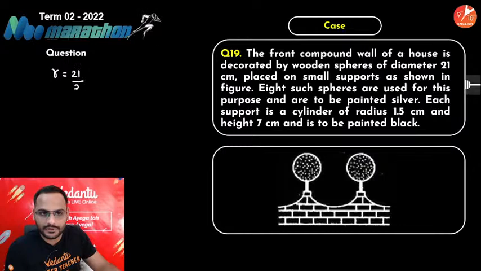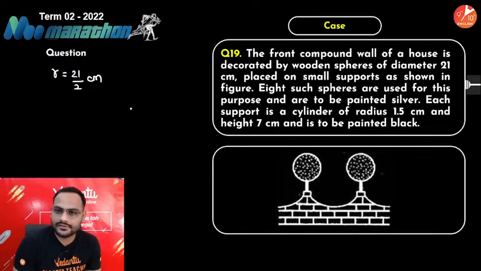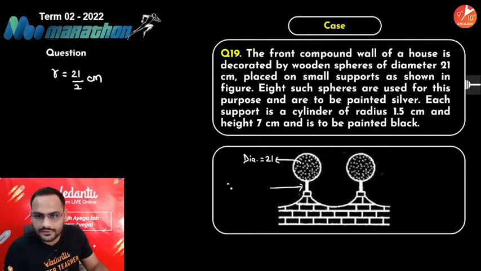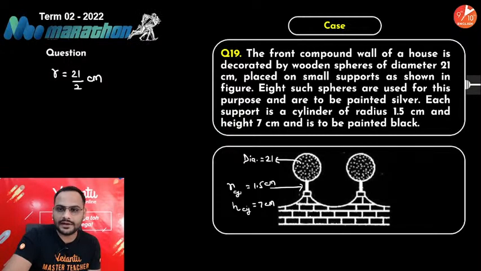21 by 2 centimeters. Placed on small supports as shown in figure. 8 such spheres are used for this purpose. So total 8 spheres are to be painted silver. Silver paint करना है. Each support is a cylinder of radius 1.5 centimeter. We are talking about this cylinder. Here the radius of the cylinder is given as 1.5 centimeter and height of the cylinder is given as 7 centimeters. And these cylinders need to be painted black.